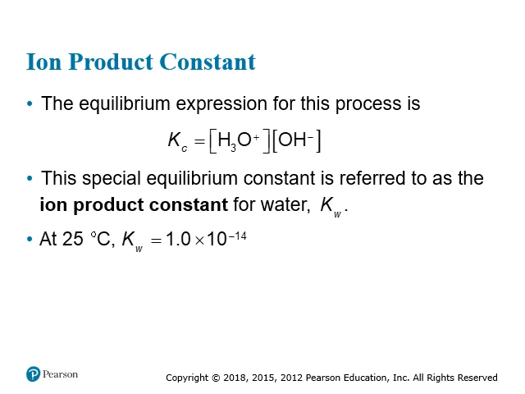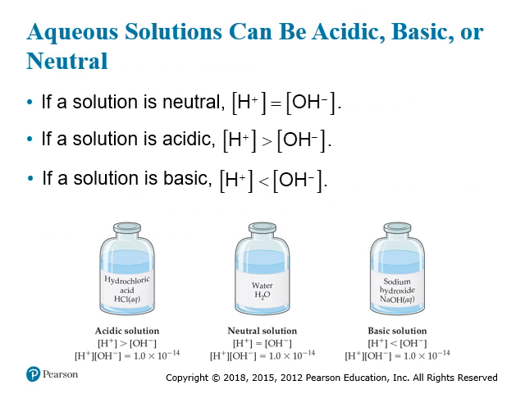K sub C has a special value, which we dub K sub W. At 25 degrees Celsius, it's important to note that the value of K sub W is equal to 1 times 10 to the negative 14th power. Now, pure water at 25 degrees Celsius is said to be neutral. That is, there's just as much H plus in solution as there is OH minus.